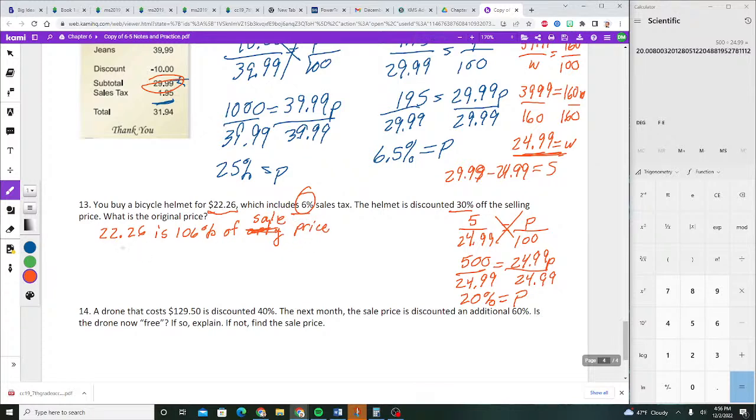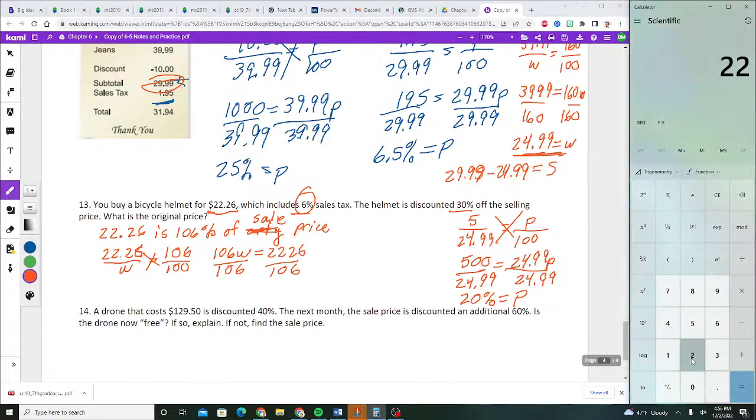So we're going to find the sale price by doing 22.26 over W, down here 106 over 100. Cross multiply. That gives us 106W equals 2226. We divide by 106 and we squirm because these numbers look weird. But man, that feels good.